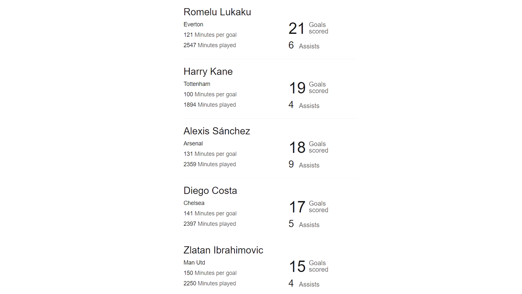Moving on to the Premier League top goal scorers, and as you can see, Romelu Lukaku is still on top despite having the worst performance of his life this week against Liverpool. He's still on 21 goals and 6 assists. Harry Kane is second on 19 goals and 4 assists. Alexis Sanchez is third on 18 goals and 9 assists. Diego Costa is fourth on 17 goals and 5 assists. Zlatan Ibrahimovic makes up the top 5 on 15 goals and 4 assists.